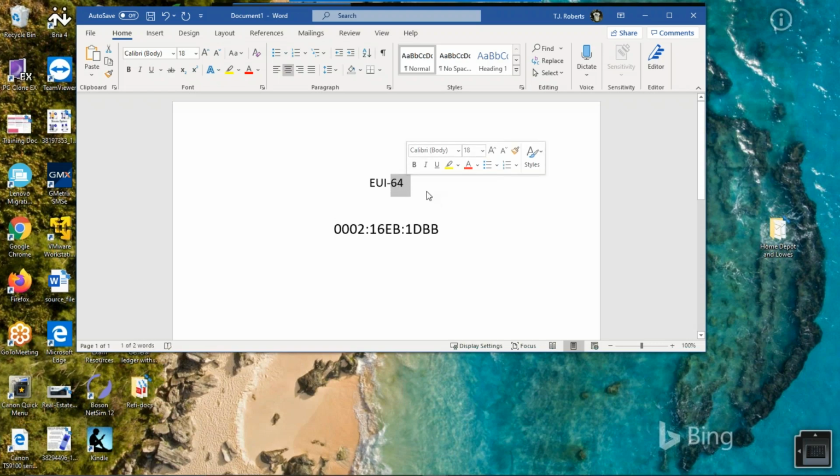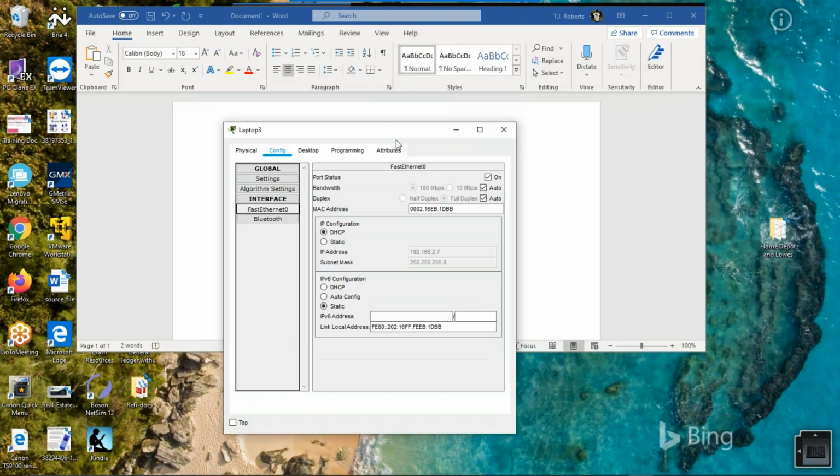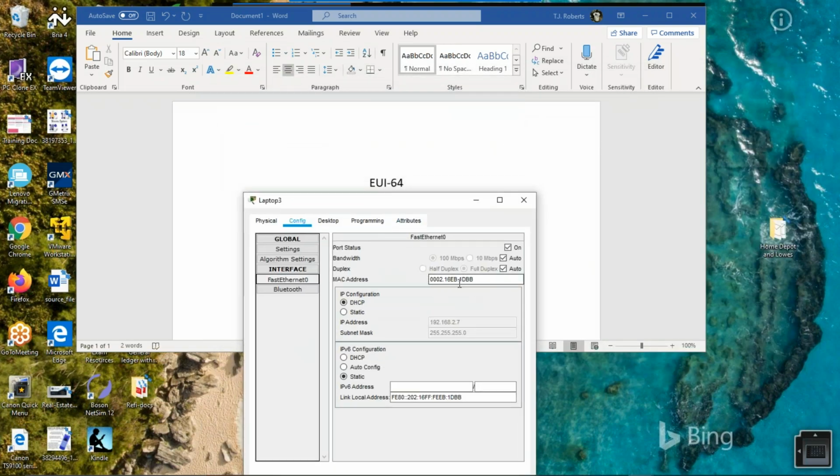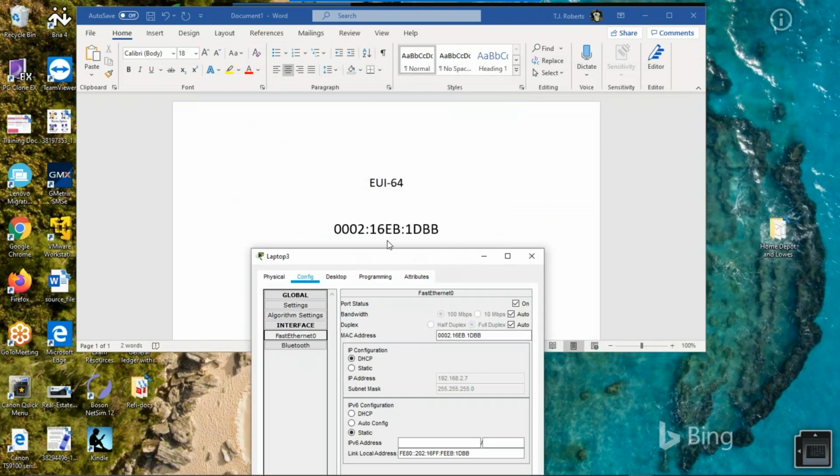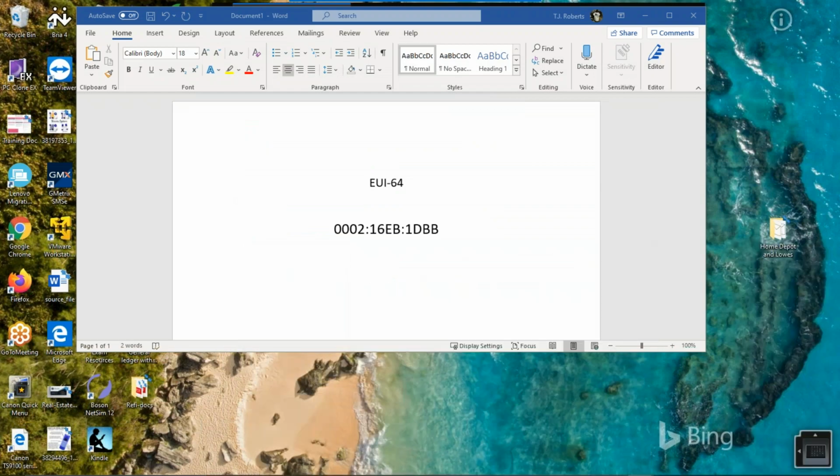Obviously, the key thing here is 64, right? So that's where your FFFE comes into play. All right, so it's 2 steps when it comes to EUI-64. The first step is you have to get to 64 bits. You're only starting with 48. This is just a MAC address. This is the MAC address of one of the laptops in the topology. It's right here. I just copied it over here. So the first step is we have to get it to 64.